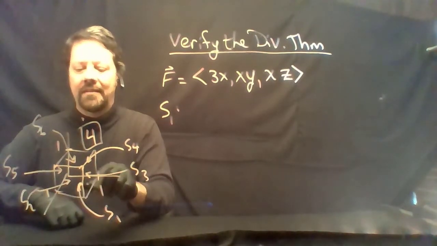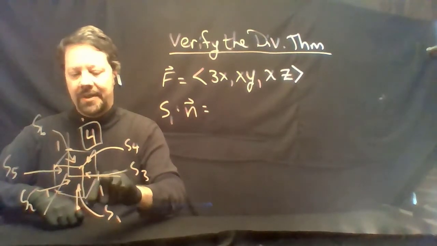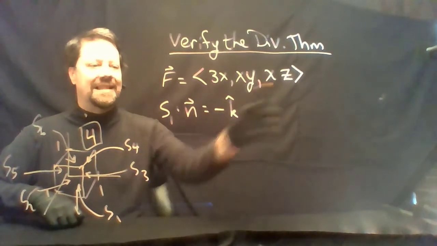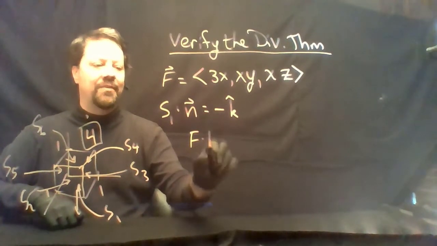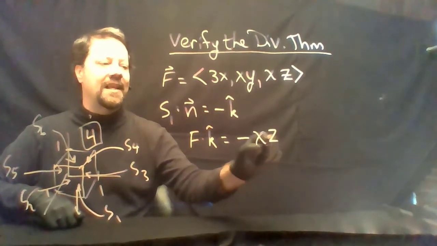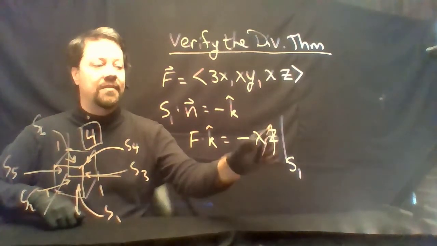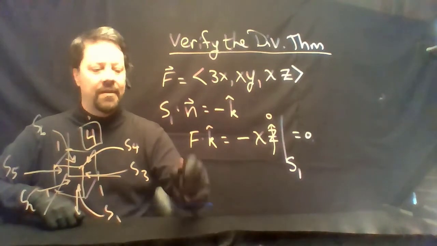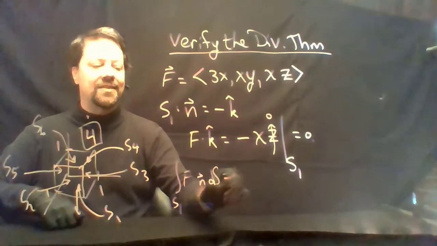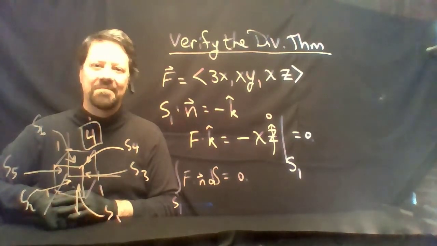On surface 1, the bottom, the normal vector pokes straight down. It is minus k. If we dot f with that normal, then we get minus xz. And when we evaluate that on the surface S1, all of the z's are 0. We deduce that on surface 1, the integral of f dot n ds is 0. There is no flux through the bottom boundary.